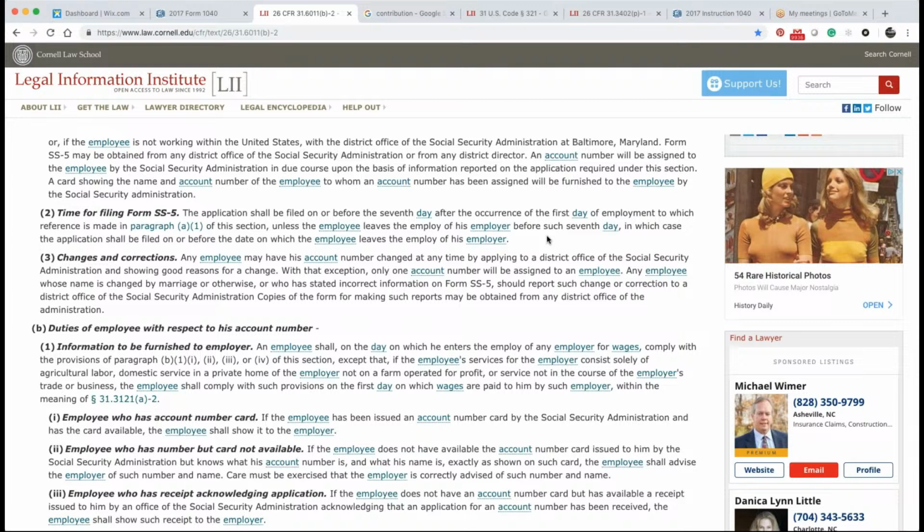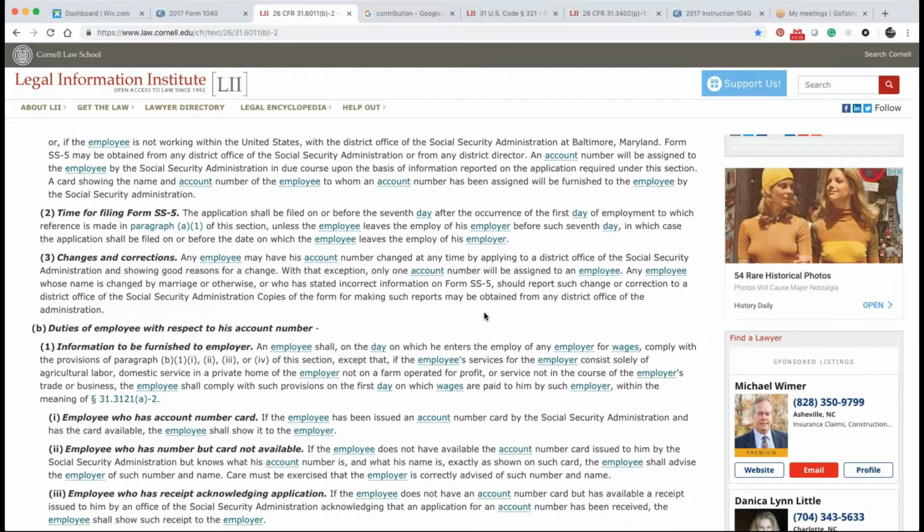That's when you go get an account number. That makes sense, right? When you come of age to go get your own account numbers, you go to the bank, you open up your own account when you're ready to put money in it, right? 3, changes and correction. Any employee may have his account number changed at any time by applying to a district office of the Social Security Administration and showing good reason for a change. With that exception, only one account number will be assigned to an employee.